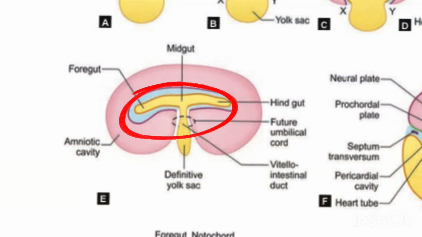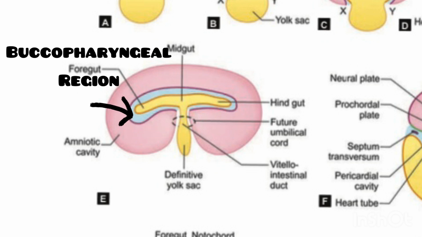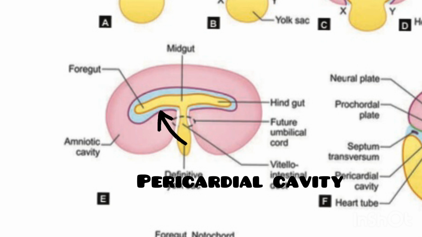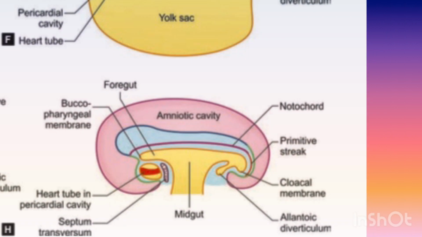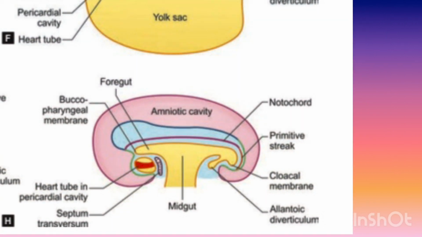With the formation of the head fold and the tail fold, parts of the yolk sac become enclosed within the embryo and now is termed as the primitive gut. This will be forming the buccopharyngeal region and this the pericardial cavity enclosing the heart. Now I hope you can relate to this diagram well. Now let us see the further development of this particular region.